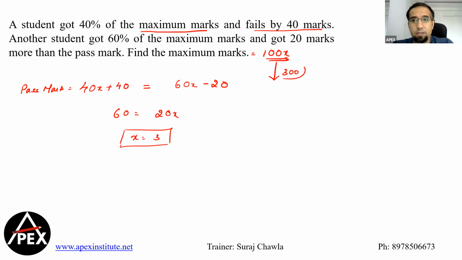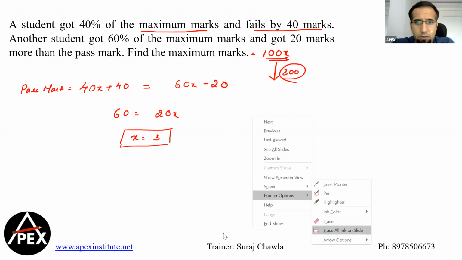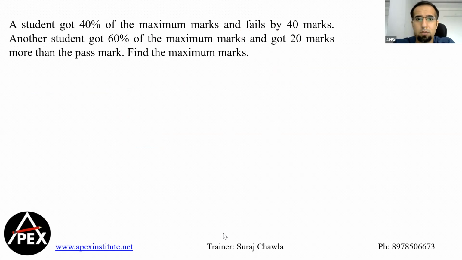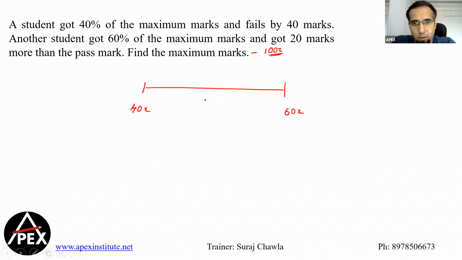Now this point clear with all of us, guys? Now there's one more beautiful method of solving this, guys. Okay. Now the other shortcut method, one second, guys. Now the other shortcut method of solving this is, let's see this. Let's say the total marks are 100x. Now this guy got 40x and this guy got 60x.